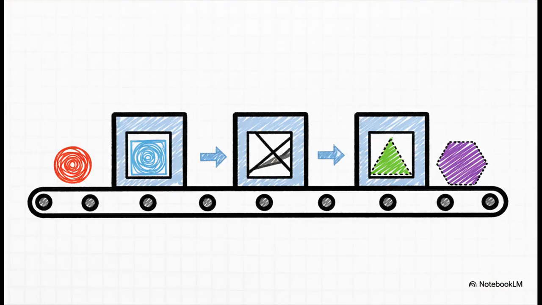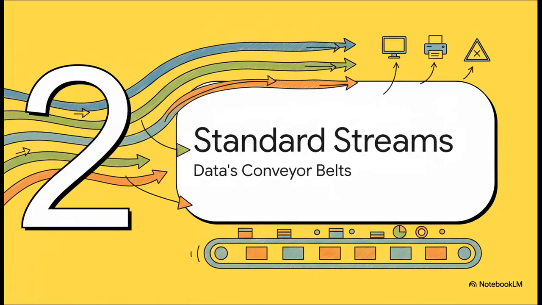The best way to picture this is like a digital assembly line, right? Each command you run is like a special machine on that line. One machine sorts things, the next one cuts them down to size, and a third one counts them up. Data flows from one to the next, and you're the one in control of that flow. So before we can start redirecting all that data, we need to understand where it goes by default.